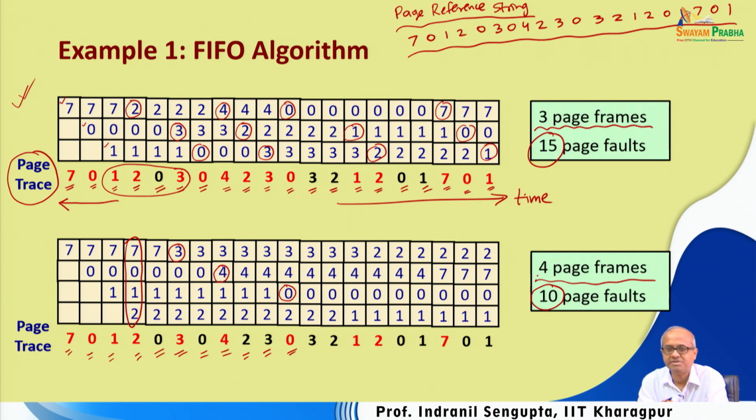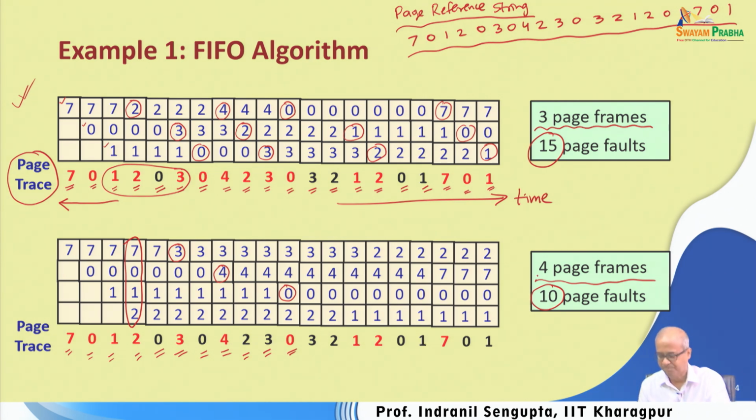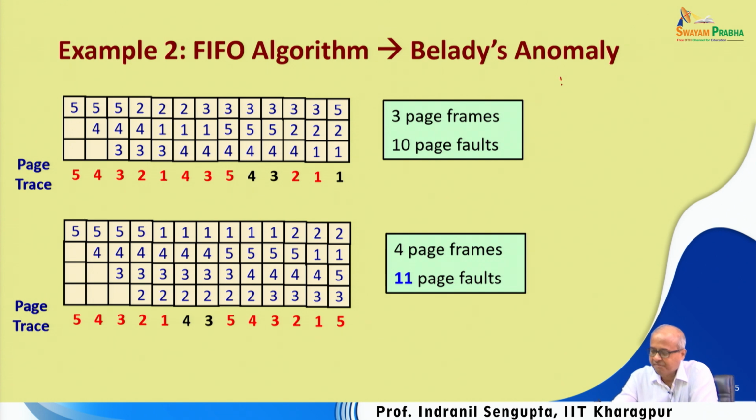So with 3 frames you have 15 page faults, and with 4 frames you have 10 page faults. Well, this is what we are expecting, right? As the number of frames increases, we can keep more pages in memory, so page faults should reduce. Let us take another example for the same FIFO algorithm. Here our reference string is like this.